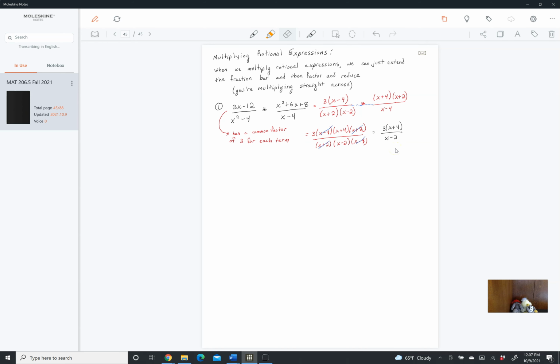Okay. And that's it. And we're not really going to talk about domain with multiplication. We can. The domain would just be that it can't be 2, it can't be -2, and it can't be 4. But we're just not going to talk about domain with multiplication. Let's try one more example and then we'll move on to division. So we have y minus 3 over y squared minus 6y plus 9 times y minus 3 over 4.